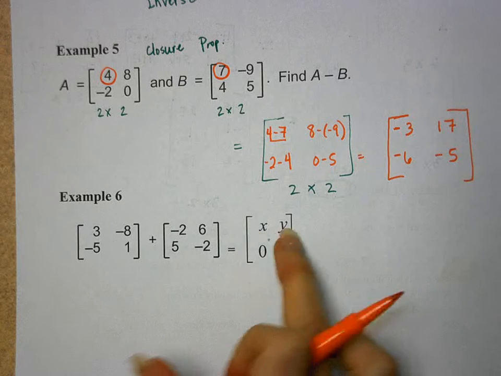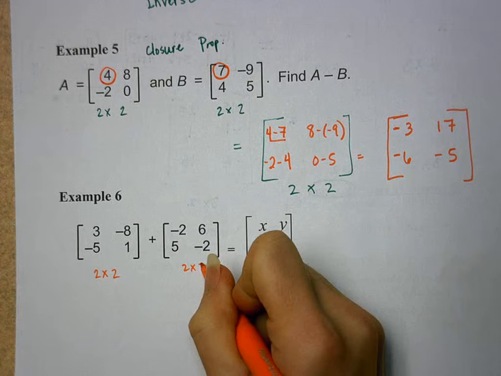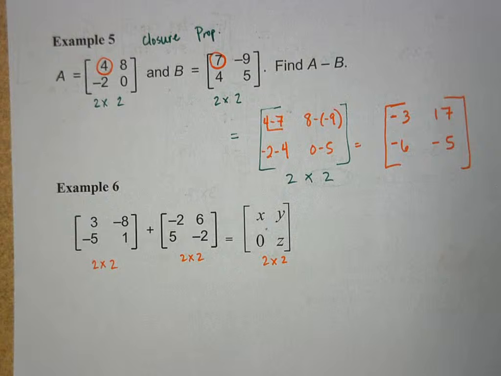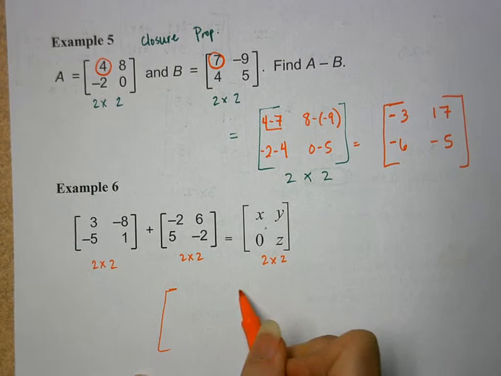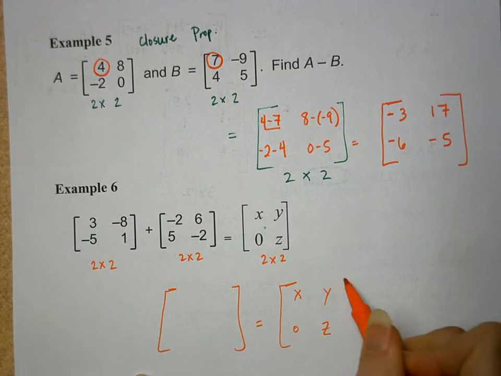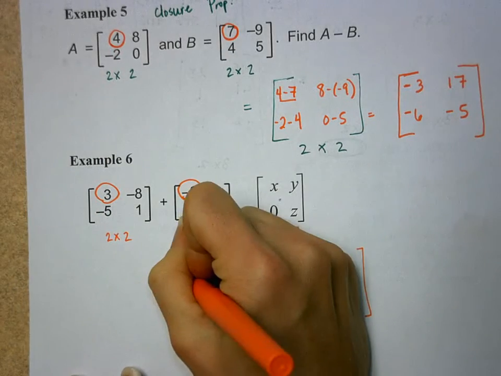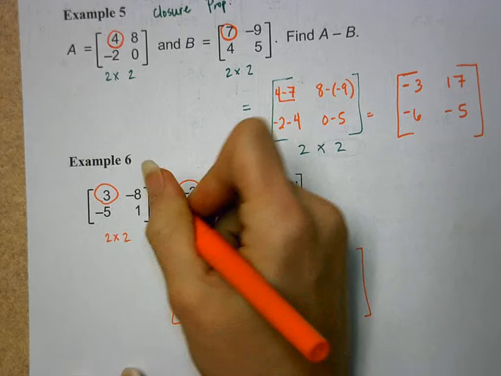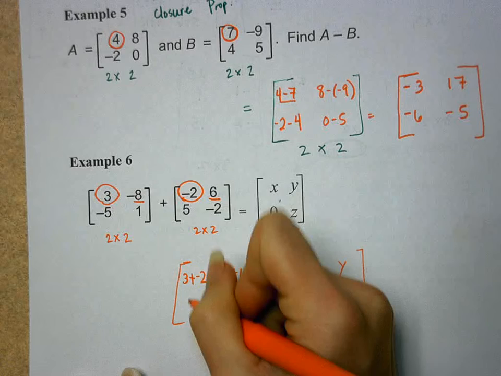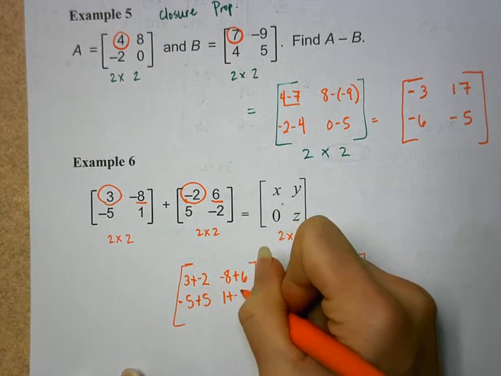And now we can use that closure property to identify missing elements. If we know that a 2 by 2 matrix plus a 2 by 2 matrix will equal a 2 by 2 matrix, we can figure out what those missing elements are. So we can go ahead and add, is equal to x, y, 0, z, and we would have 3 plus negative 2 give me the first element, negative 8 plus 6, negative 5 plus 5, and 1 plus negative 2.